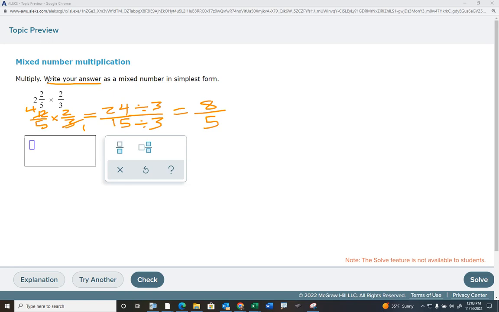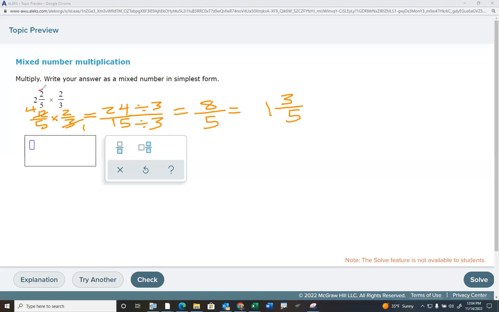Now, it does say write your answer as a mixed number in simplest form. Now, we just took care of the simplest form with that, canceling a 3, dividing a 3 away. But we still got to do a mixed number. Well, we know how to do that. You just say, well, first of all, the denominator will not change. So we say 5 divides into 8 how many times? Once, with a remainder of 3. And we've done that in the past. So that's all you do.